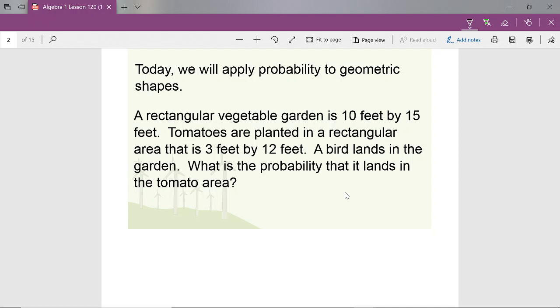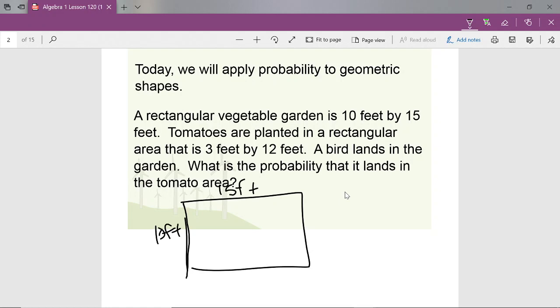A rectangular vegetable garden is 10 feet by 15 feet. So we have this vegetable garden, 10 feet by 15 feet. Tomatoes are planted in a rectangular area that is 3 feet by 12 feet. So let's say here's our 3 feet by 12 feet. A bird lands in the garden. What's the probability that it lands in the tomato area?